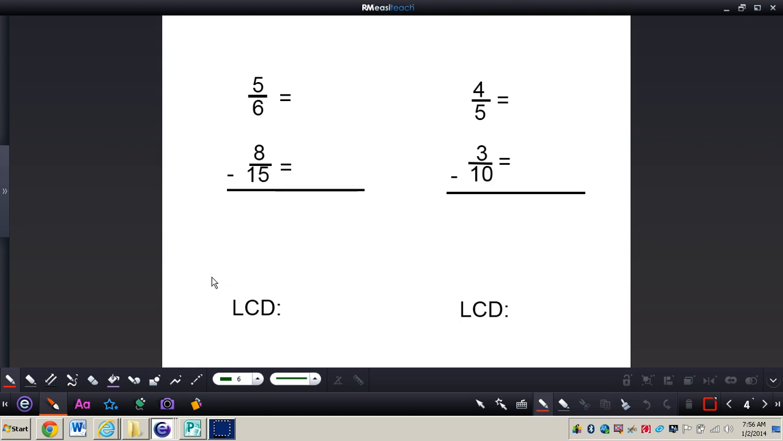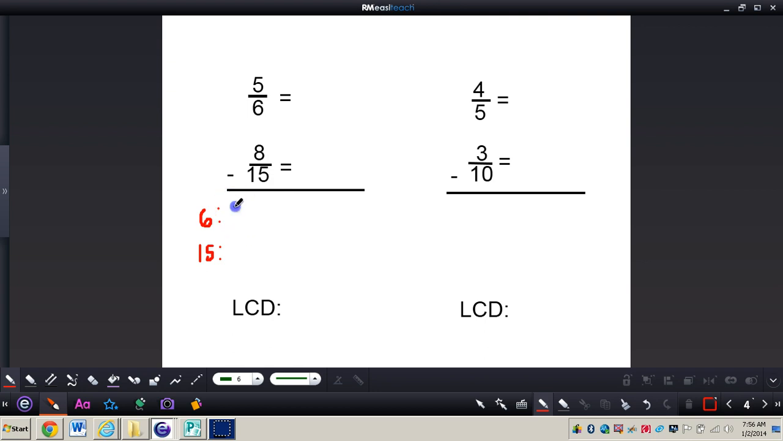Now I want you to do this problem with me. The first thing we have is 5/6 minus 8/15. First thing we need to do is figure out the least common denominator. The way we do that is we just write the first 5 multiples of each number, and see if we can find a common multiple, and if that does not work, we have to keep going.